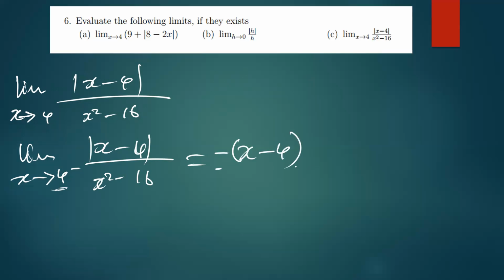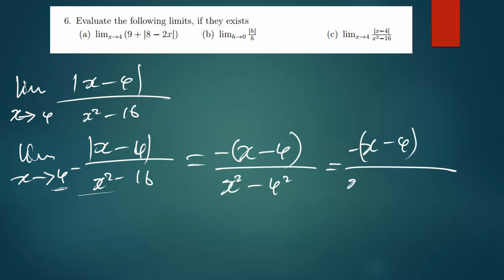So you have x minus 4 there. And then down here, this is the difference of two squares that can be written as x squared minus 4 squared. So we have on top negative x minus 4. Then down there you have x minus 4 and x plus 4. So in case you don't know what is happening, what I've done on the difference of two squares, there is also what is known as the difference of two cubes.